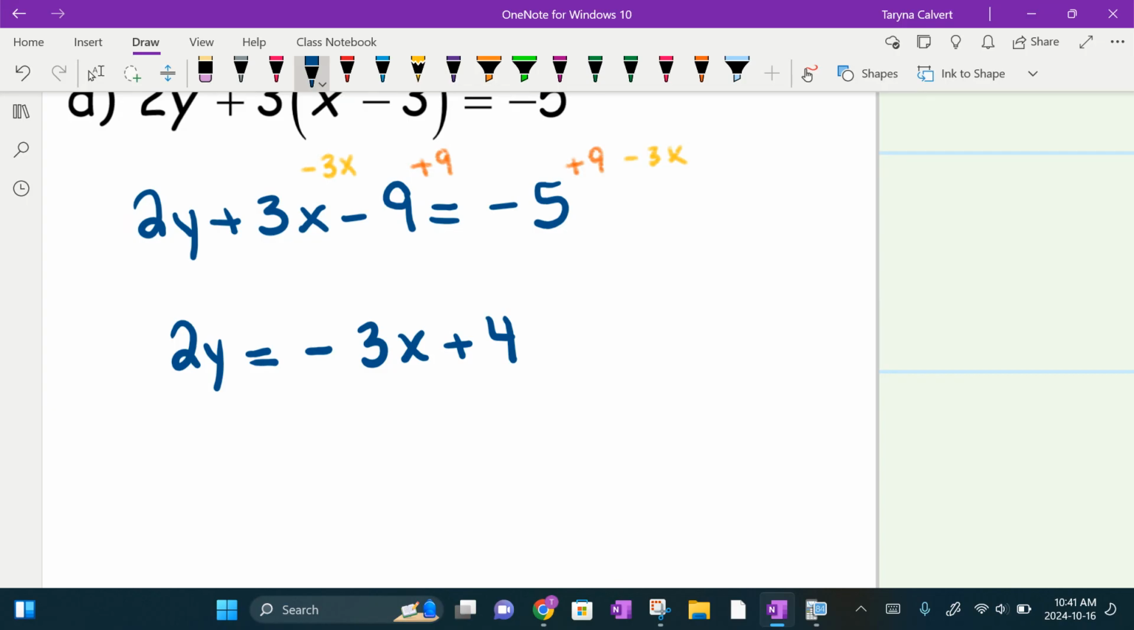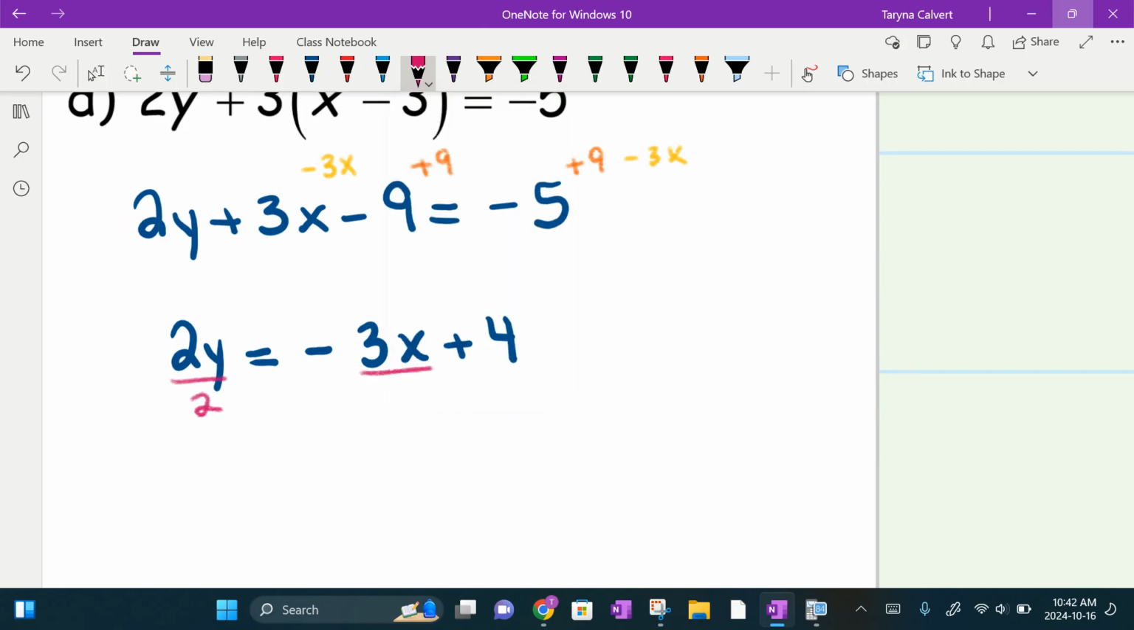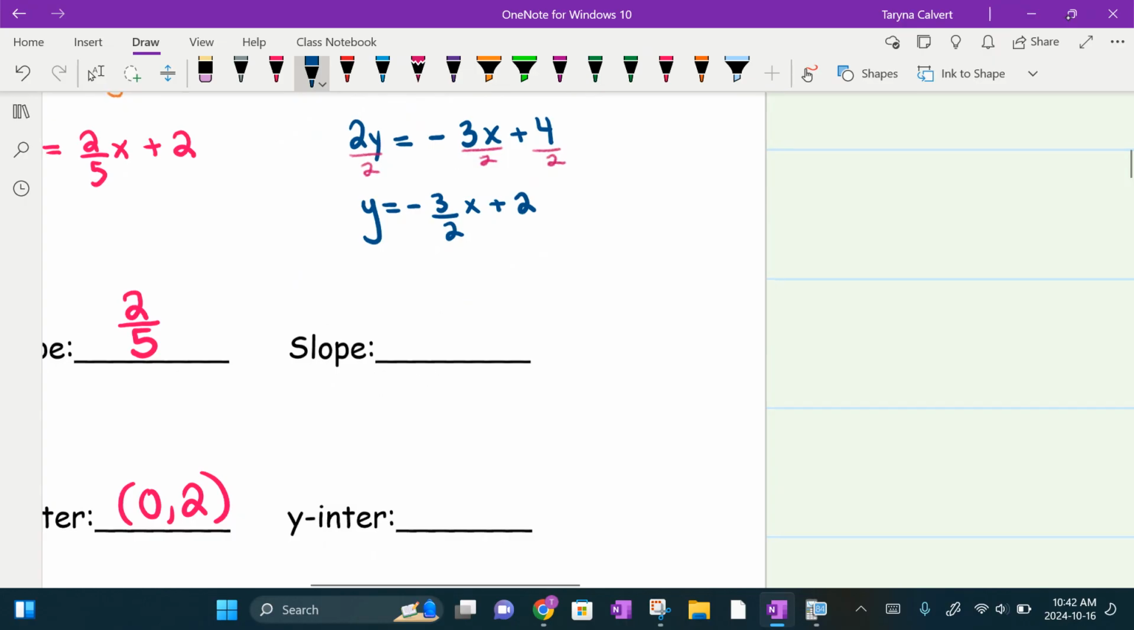And again, I know I'm writing the minus 3x second, but are you guys okay that I change position and put it first? Because it doesn't matter. Okay. So then now I can divide everything by 2. So then I have y equals negative 3 over 2x plus 2. So my slope is negative 3 over 2, and my y-intercept is 2.